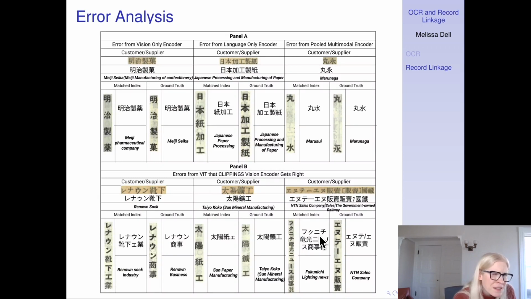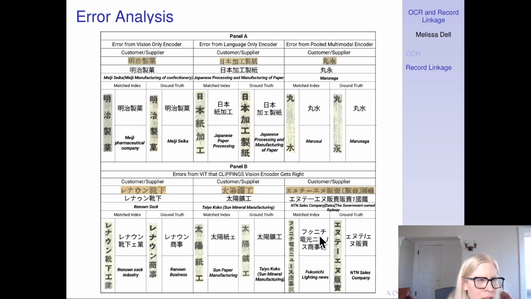This is the error analysis, and I think it's kind of instructive. Panel A, the first one, is an error made by the vision-only encoder that CLIPPINGS gets right. This is a case where the two things look very similar, but one character means pharmaceutical and the other means confectionery. In the language sense, they're not similar, so having a language model here is really helpful.